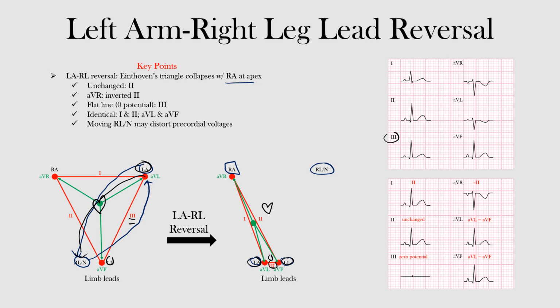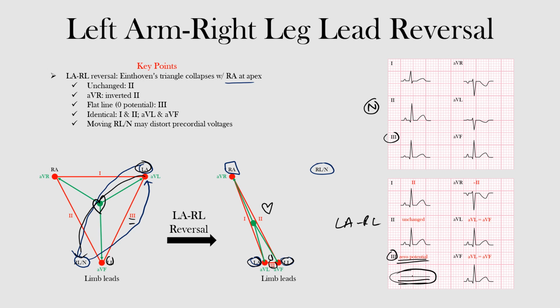So here's lead 3. This is the normal case, and this is what happens when we have this left arm, right leg reversal. Lead 3, which is now here, becomes a zero potential, and you see pretty much a flat line here. So lead 3 is a flat line, and that's something to keep in mind in distinguishing it from other types of lead reversals.